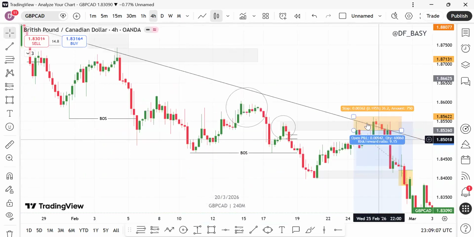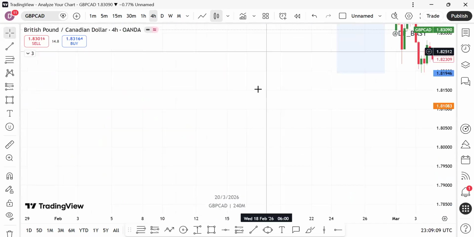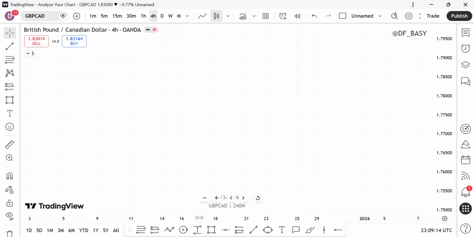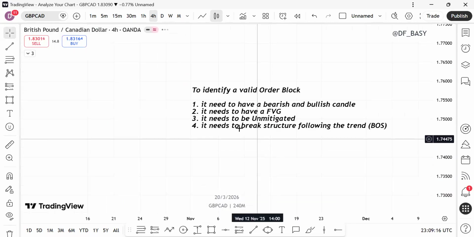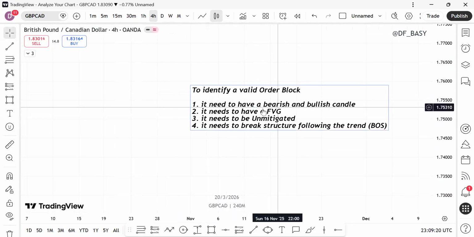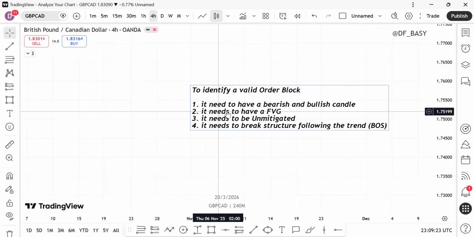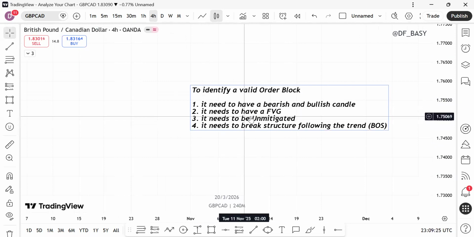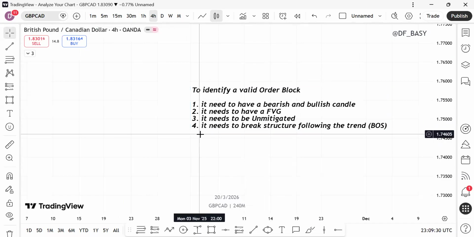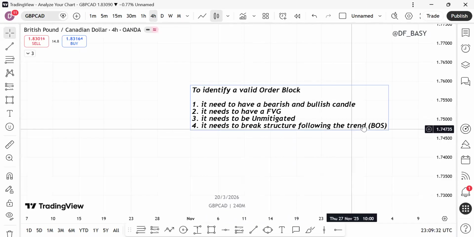So you need to identify, follow the steps I've given you, and you'll see tremendous results in your technical analysis and how you mark your order blocks. So to identify a valid order block, one, it needs to have a bearish bullish candle. Two, it needs to have a fair value gap. Three, it needs to be unmitigated. Then four, it needs to break structure following the trend. Right. So with this, I'm sure you guys will know how to mark accurate order blocks.